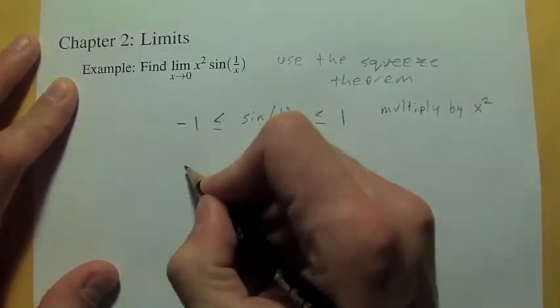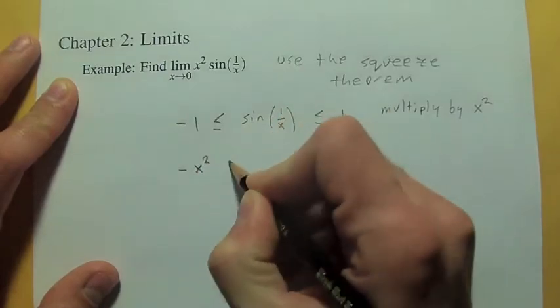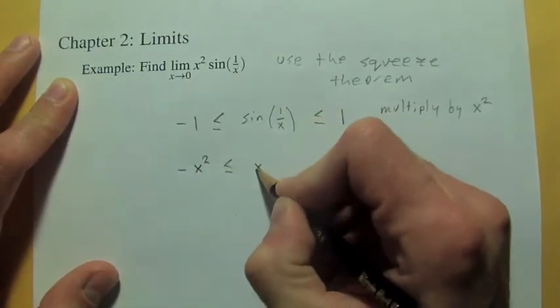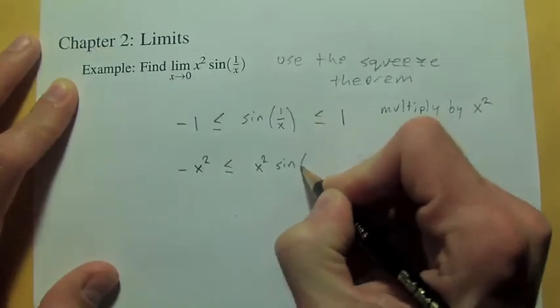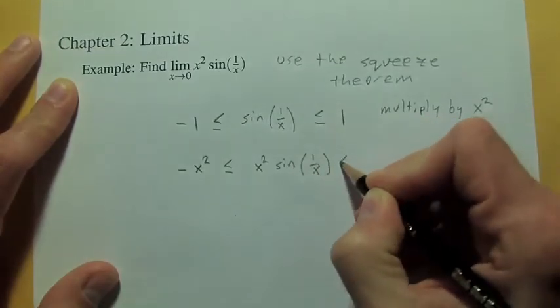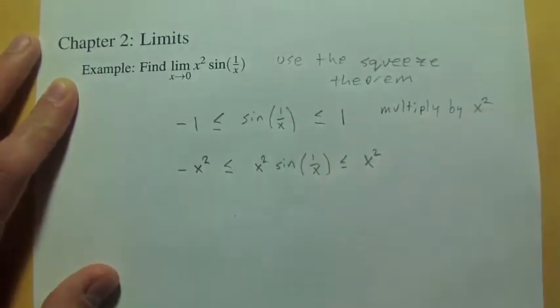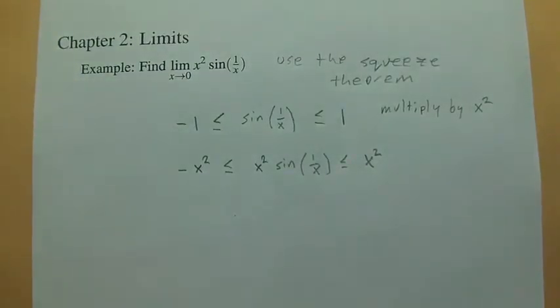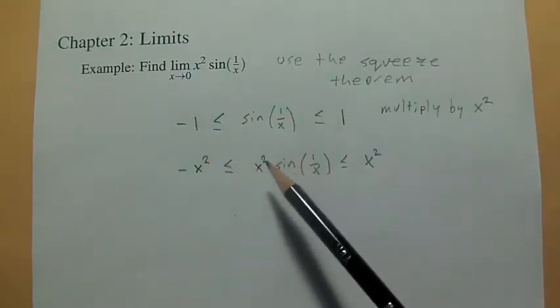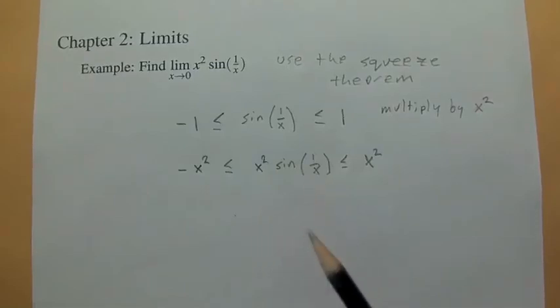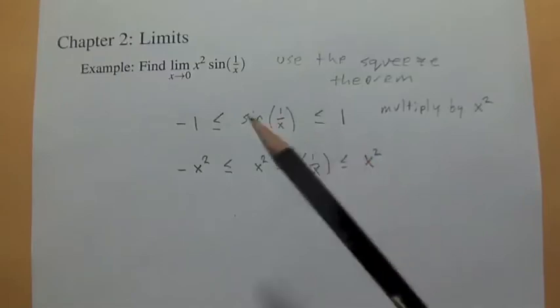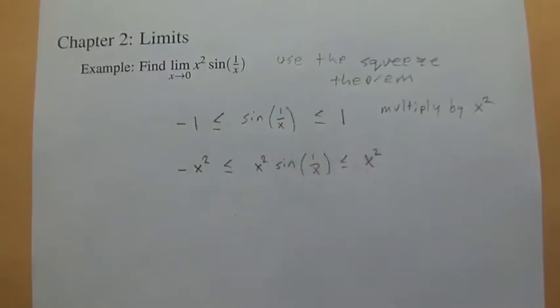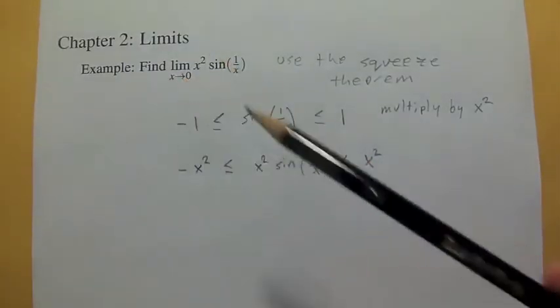Okay? And we're going to get negative x squared, which is less than or equal to x squared times sine of 1 over x, less than or equal to x squared. Okay? And now we have exactly what we want. I have my x squared sine of 1 over x trapped between two functions, negative x squared and x squared. And I'm looking at the limit as x goes to 0.